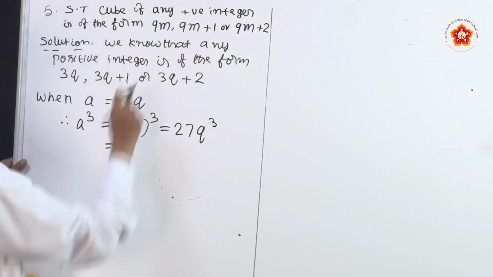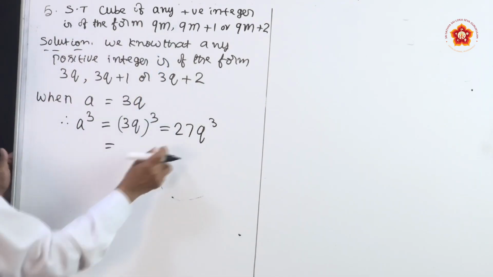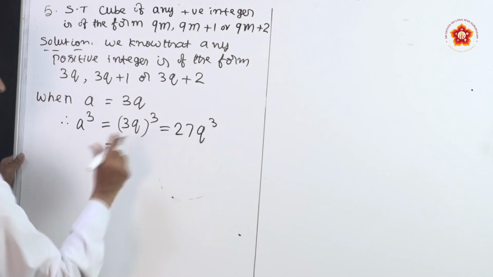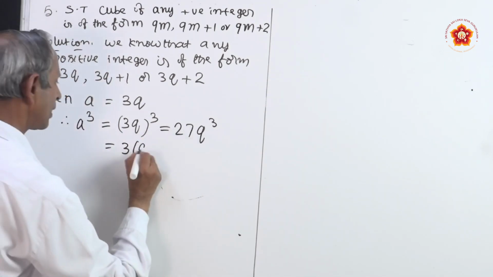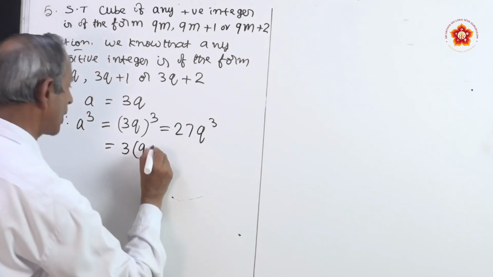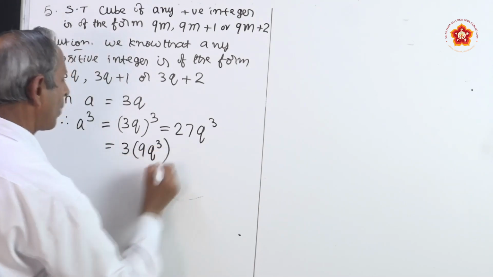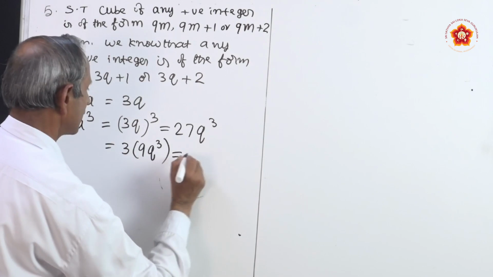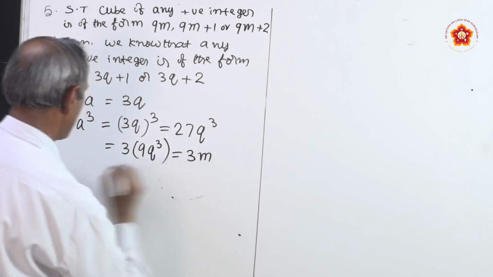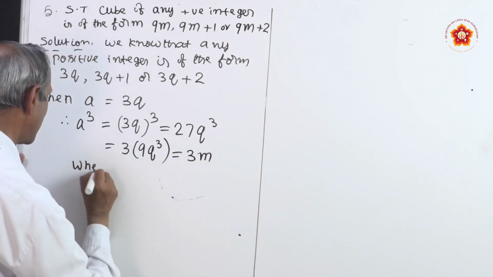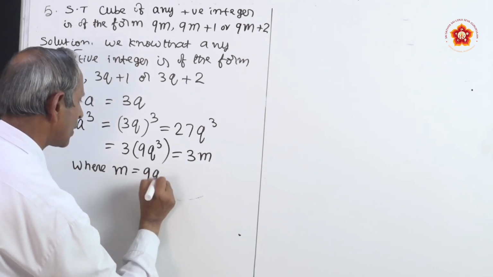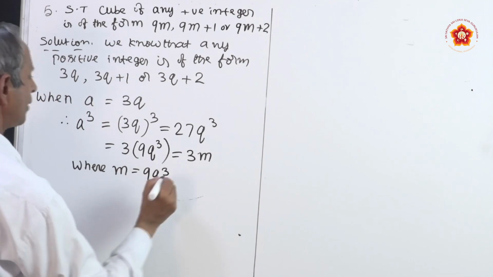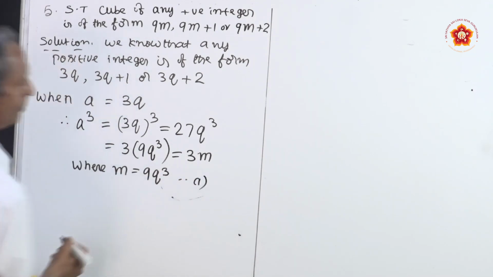Now we want to write it in the form of 9m. Therefore, you have to take the common factor 3 nine times, that is 9 threes are 27, then q cube as it is. Now we can represent it as 9m, where m is equal to 3q cube. This is the first case we have proved.